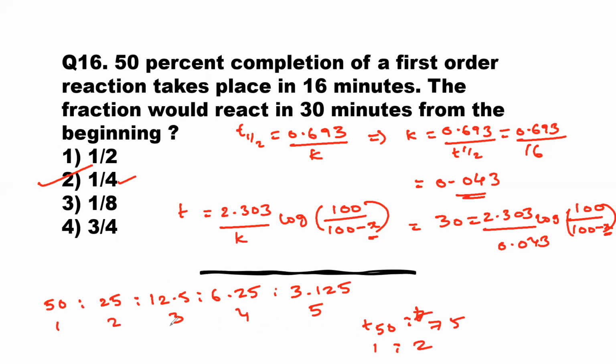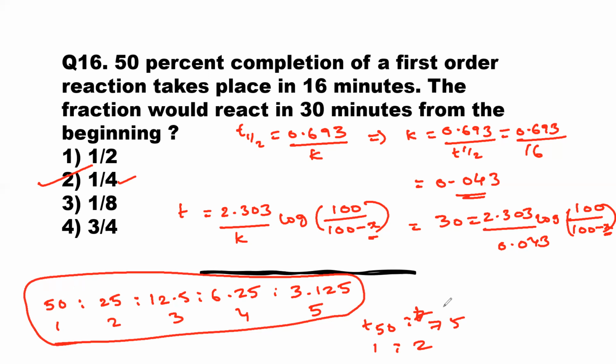I hope it is clear. Like this you have to mention. For example, now a very, very important concept. T50, T75, you remember this ratio. So this could be taken as T50 is to T75 is to T87.5 is to T93.75, that is 1:2:3:4, because 6.25 left means 93.75% is finished. This is the shortcut method. So T50 is to T75 is 1:2. T50 is to T87.5 is 1:3. T50 is to T93.75 is 1:4.